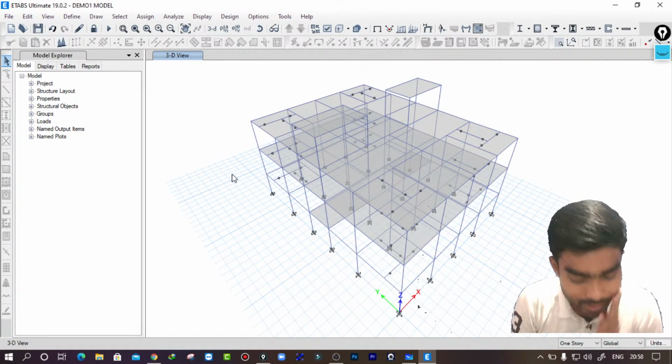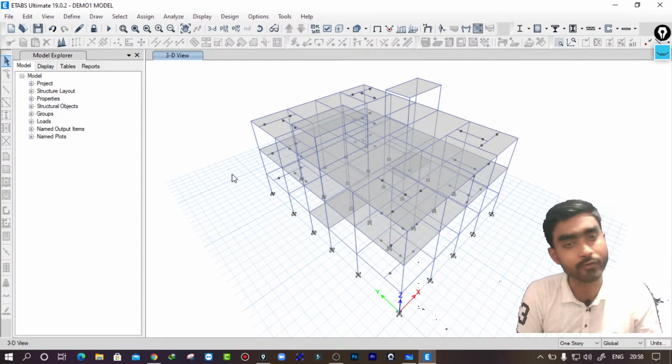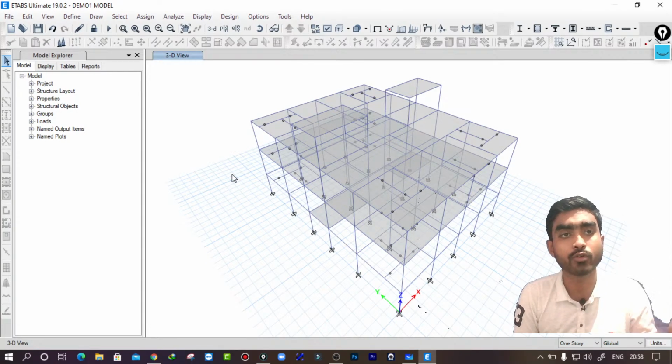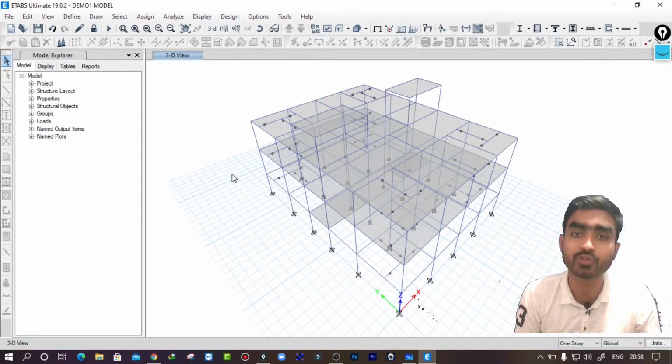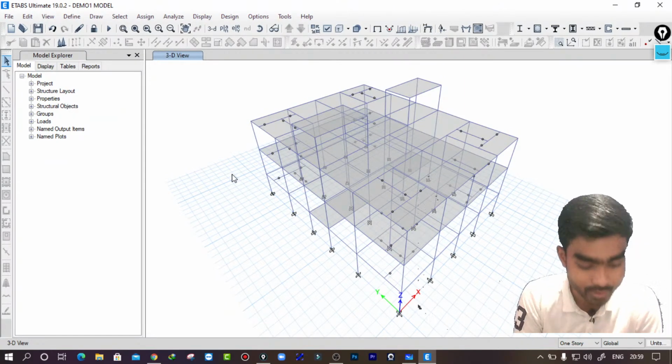Whenever you are not getting 90% in the 12 modes, you have to unlock the structure, go to the load cases again, increase the number of modes to 15, and check it again. If it is not increasing, then increase 3 or 5 more. You should have at least 90% mass participation in both plan directions.